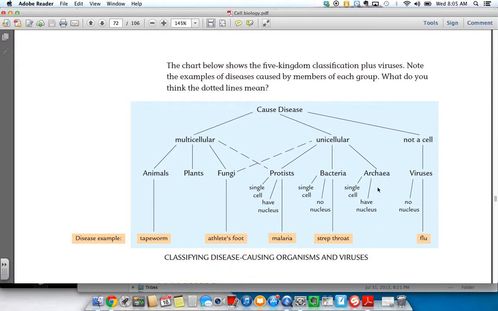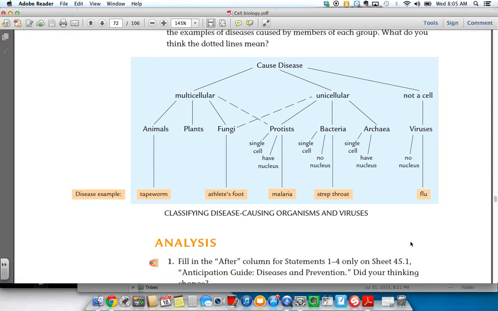Now it talks about this chart. And it says this chart shows the 5-kingdom classification plus viruses. Note the examples of diseases caused by members of each group. What do you think the dotted lines mean? That's a question that you certainly should ponder and think about. So we have the cause disease, multicellular, unicellular, not a cell. We have animals, plants, and fungi, protists, bacteria, and archaea, and viruses. Look at the diseases that are caused by each of those and take note of that.